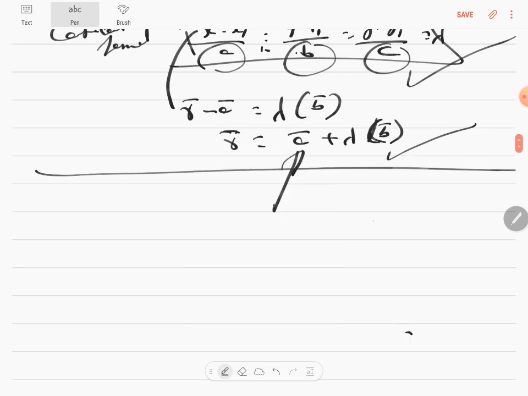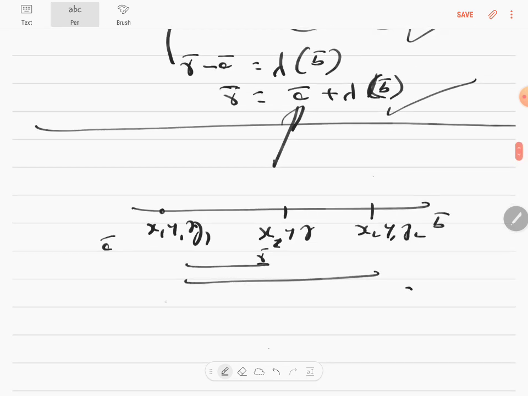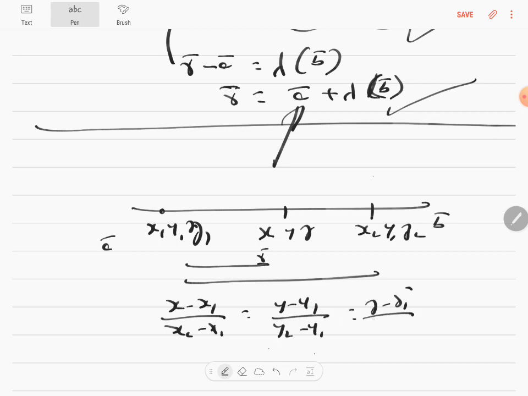So now the equation of a line passing through 2 points. Supposing you have x1, y1, z1 which is A vector, and another x2, y2, z2 which is another point, B vector. Now consider an arbitrary point R vector which is x, y, z. Can you see that this vector is parallel to this vector? So then the ratios will be proportional. So x minus x1 by x2 minus x1 is equal to y minus y1 by y2 minus y1 is equal to z minus z1 by z2 minus z1 is equal to lambda, which is the Cartesian format of this equation.